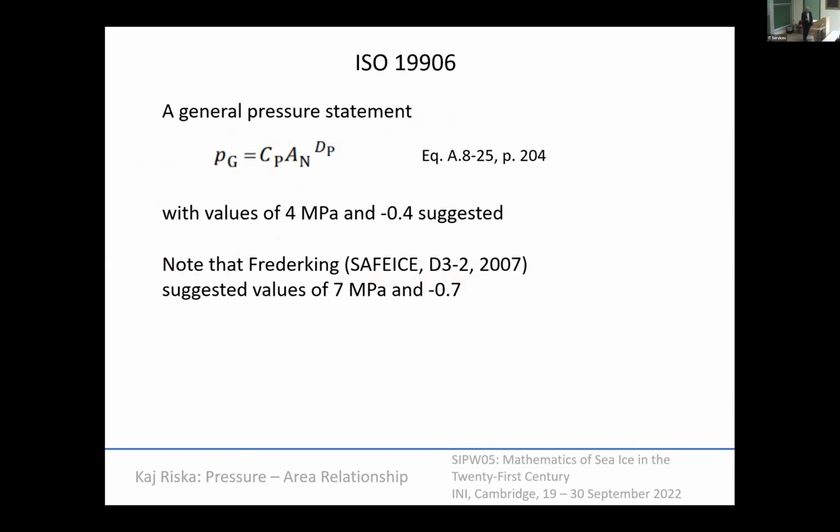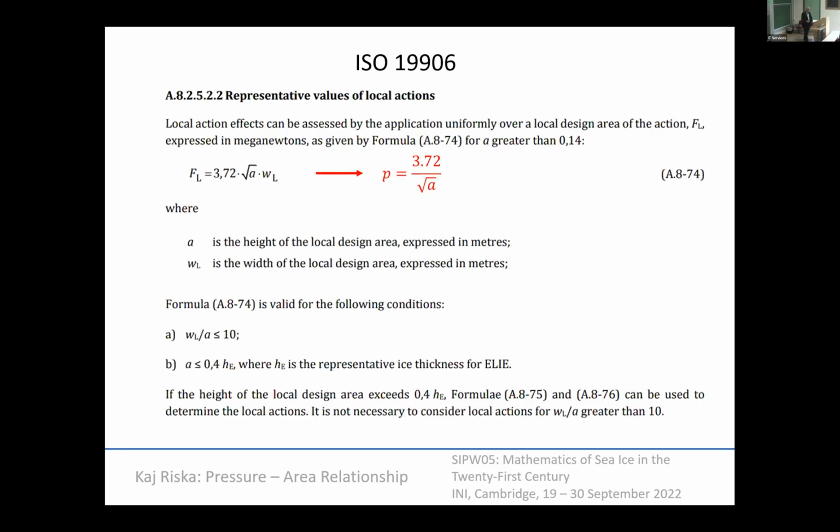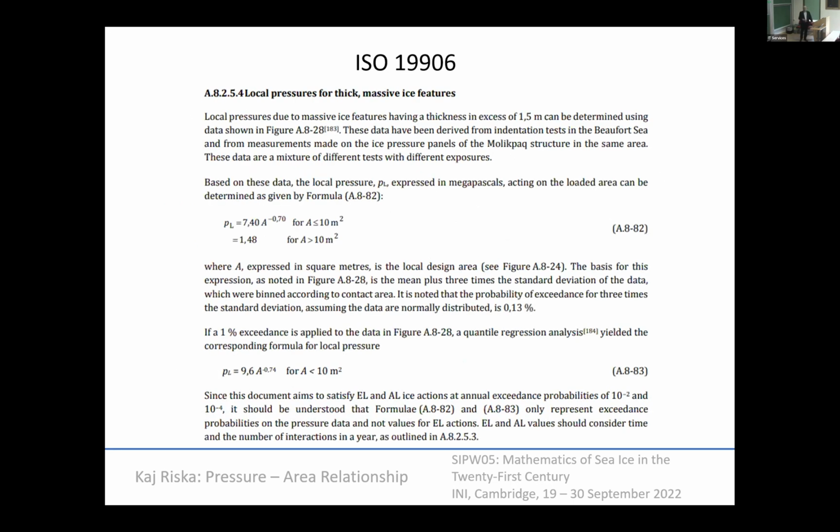Then there are equations which say this one, and then there's another equation, in another place, saying this one. And I think that there's still a fourth place where there's a pressure area relationship. To confuse the matter, the designer, if you're not very experienced, you're very confused in using ISO 19905. There are so many different possibilities.